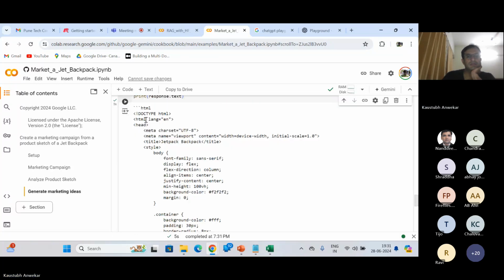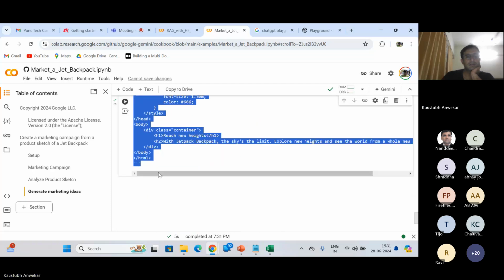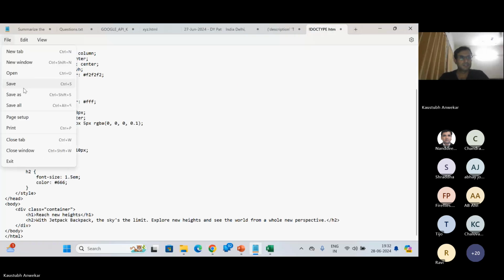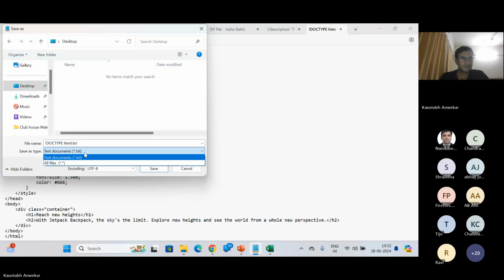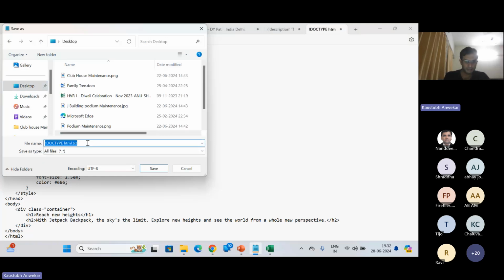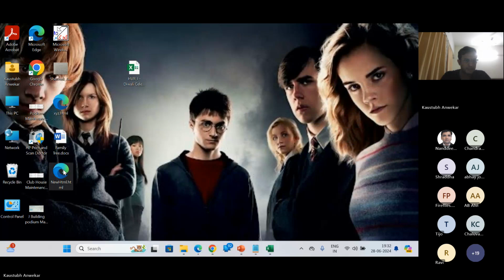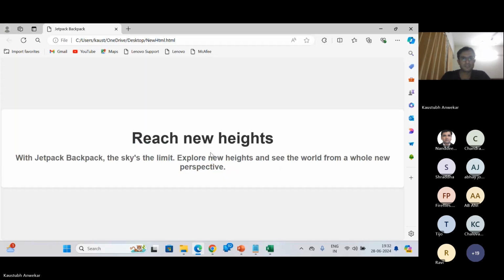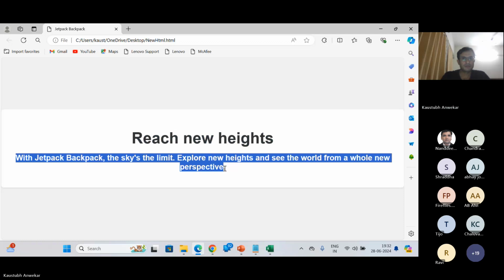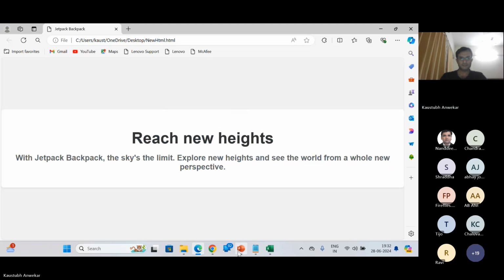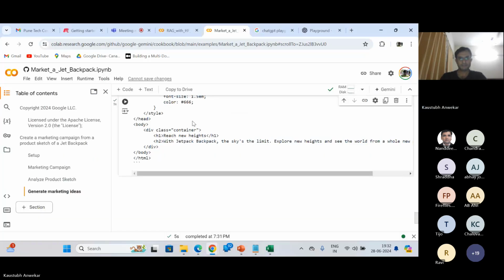Let's see how it looks. I'll copy all of this. Save as, let's say on the desktop. I'll say new HTML.html. I'll try to open this. See, right, so it has actually generated the code for HTML through this prompt.